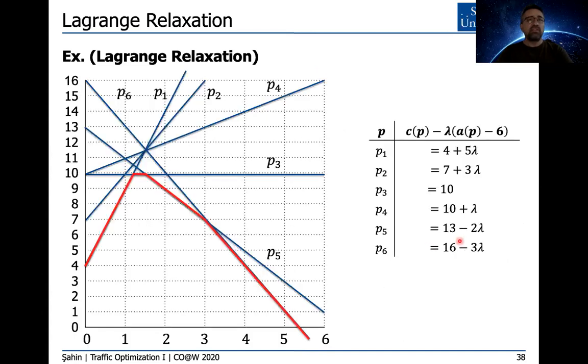If we draw these affine functions one by one for each path, P1, P2, P3, P4, P5, and finally P6, we also obtain the complete Lagrange function as shown in red here. That's actually what we want to optimize. Let me give you a moment now to clarify what each path corresponds to and how the Lagrange function is formed.